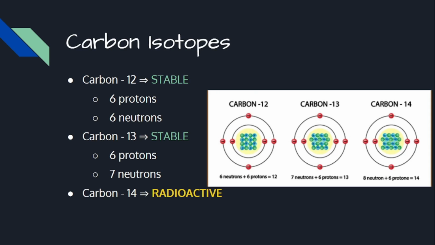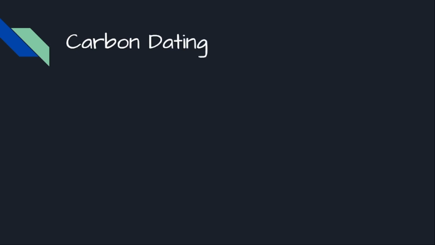Carbon 14, this is our radioactive isotope of carbon. This one has 6 protons and 8 neutrons, but because it's radioactive, that is going to change. Because carbon 14 is radioactive, the number of protons and the number of neutrons is going to change. This is what we call carbon dating. Carbon 14 decays to nitrogen 14. One of those neutrons changes into a proton, and our atom changes from one element, the element carbon, into a different element, the element nitrogen.